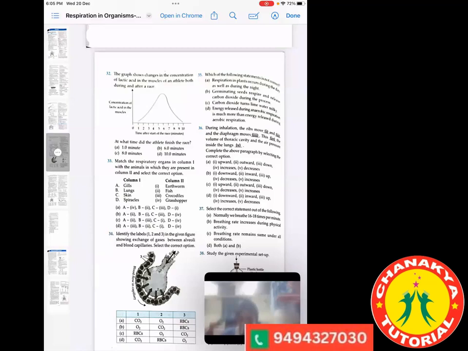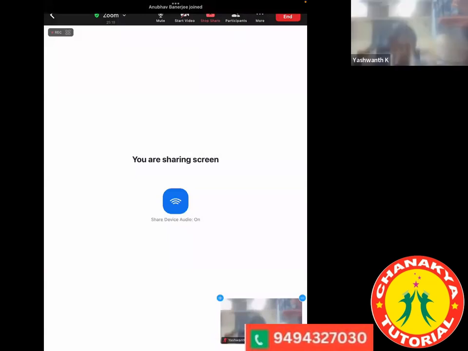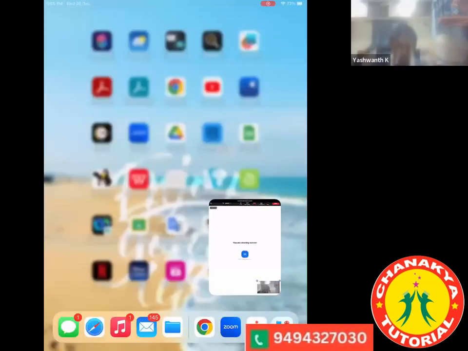And D, energy released during anaerobic respiration is much more than energy released during aerobic respiration. The statement in D is wrong. Why? Because in the case of anaerobic respiration, the energy will be produced in less amount, whereas in the case of aerobic respiration, it will be produced in high amount. So this statement is incorrect. Okay? So the answer is D.